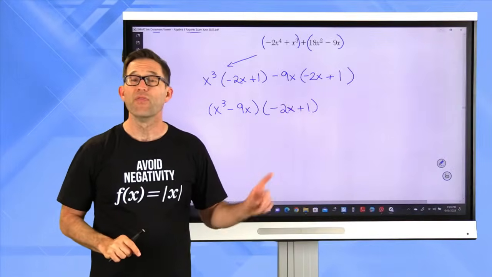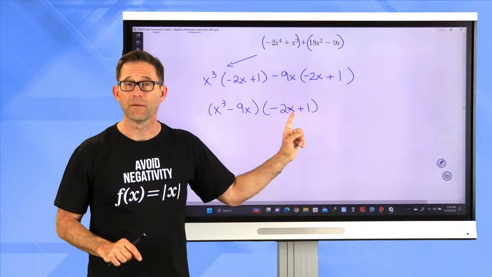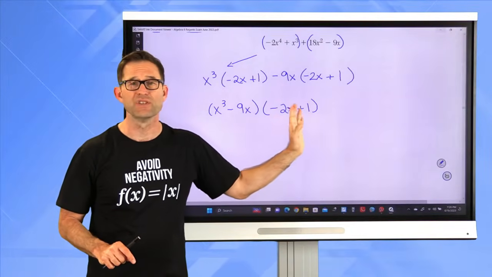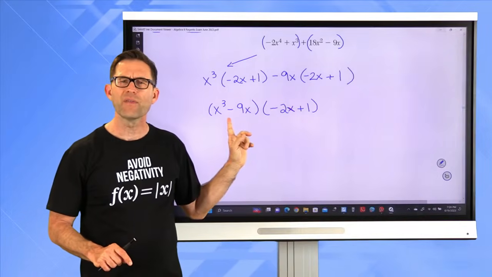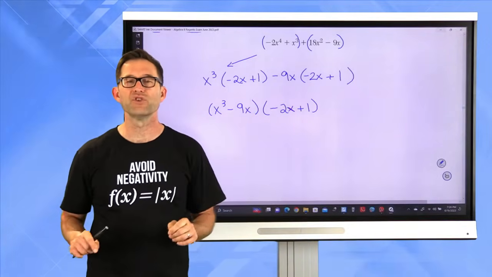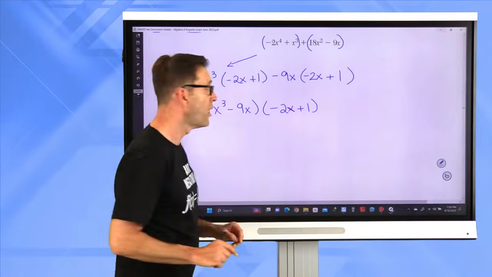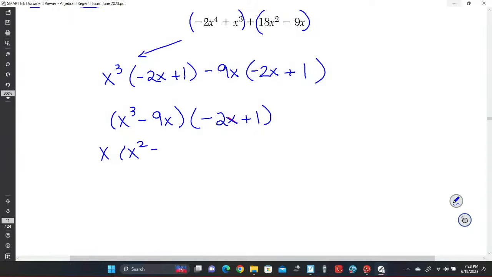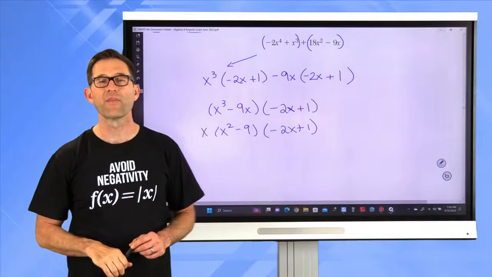Now, this one is as done as it's going to be because it's linear. Negative 2x plus 1, there's no GCF there, I'm done. Now I look at this, x cubed and 9x, and I'm going to pull that GCF of x out. So I'm going to factor this one as x times (x squared - 9). And of course, I don't want to lose my (-2x + 1). So I have something like that.